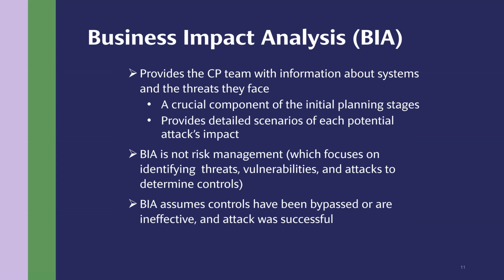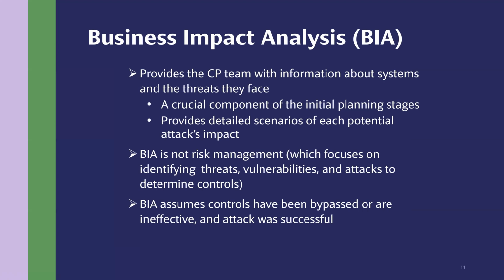In that particular case, it's very important that you know what the critical business processes are in your overall organization, and in order to help with this process, the BIA comes into the picture. It provides the CP team with information about systems and the threats they face. It is a very crucial component of the initial planning stages, because based on it we perform different contingency planning. It provides a detailed scenario of each potential attack's impact. So it is also very important. It is going to give you the overall impact of an attack on a particular business process.